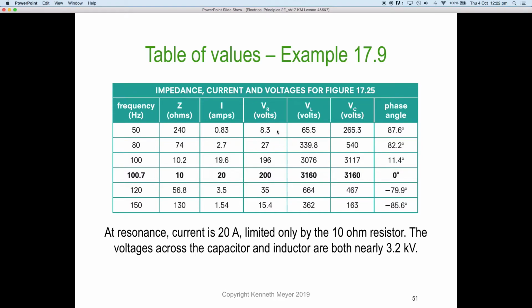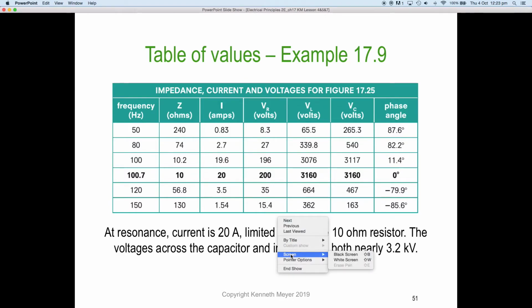Voltage across the capacitor, voltage across the resistor is the first one. Voltage across the resistor VR starts low, gets up to about 200 volts. Still quite a large voltage across the resistor. Of course, that is the applied voltage. If you remember, it had 200 volts to start with, and 35 volts, then down to 15 as the frequency goes up to 150. But here's the one that I really want you to take note of.